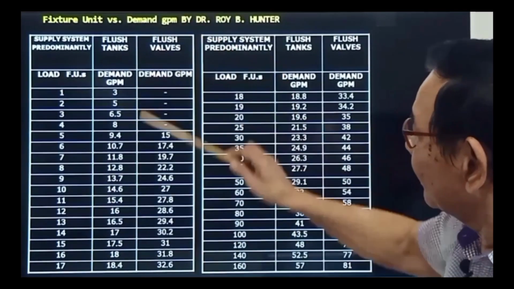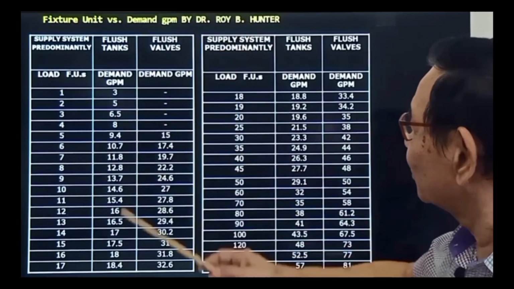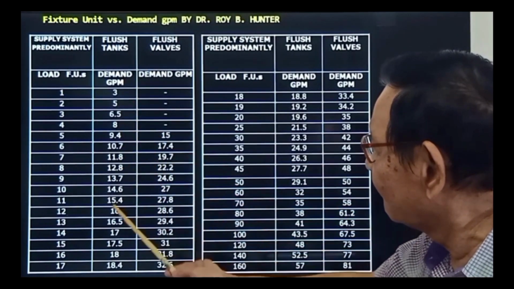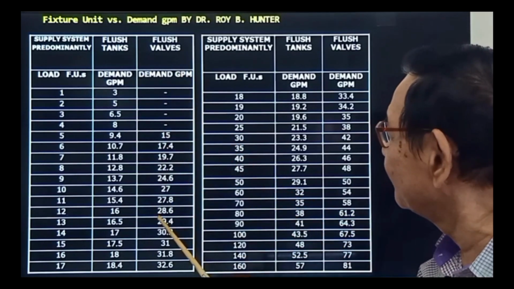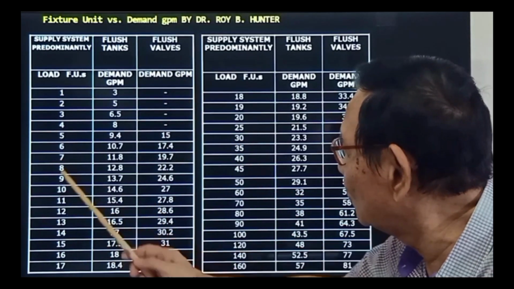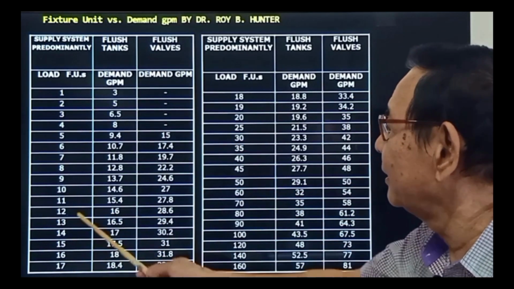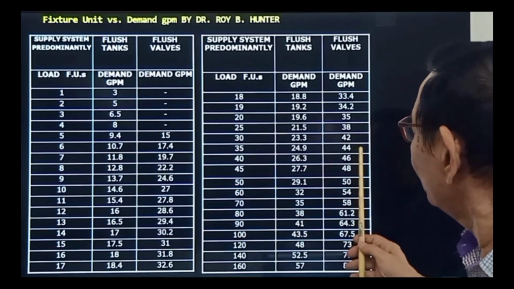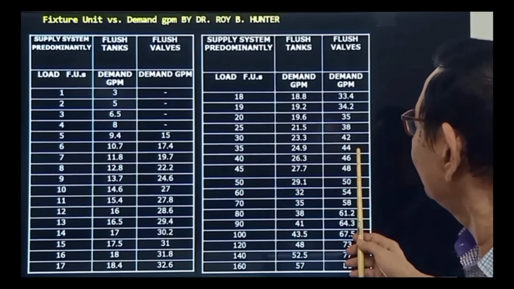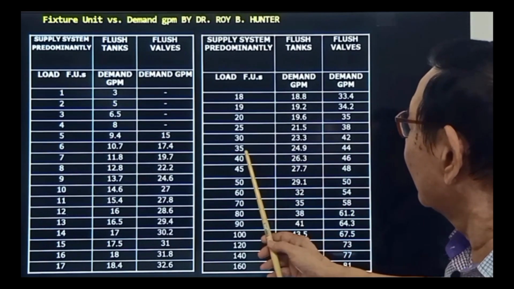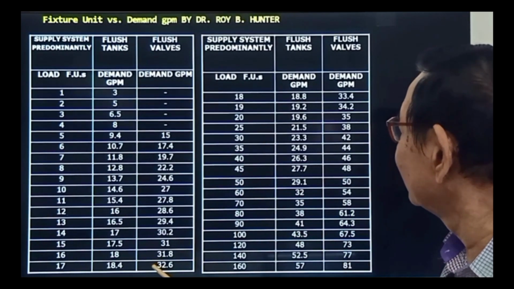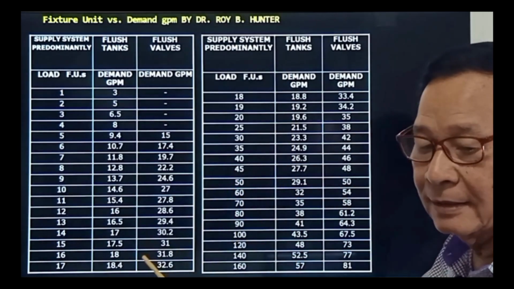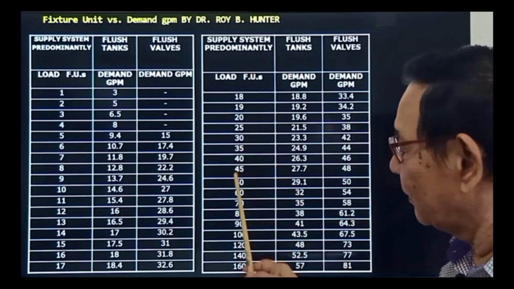This is the demand GPM by Dr. Roy Hunter's curve, where the GPM, or GPM plus bulbs, is equivalent to the fixture unit loading. These are the fixture unit loadings. You will just find the GPM for the fixture unit loading. It is plus tank or plus bulb. You can find the fixture unit.